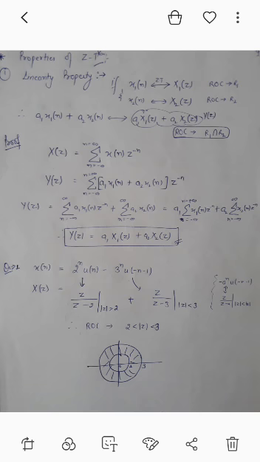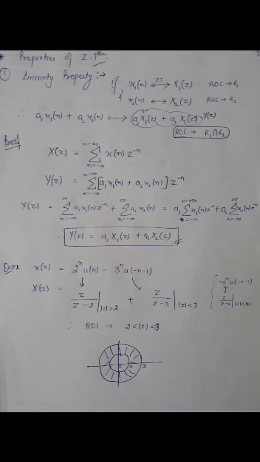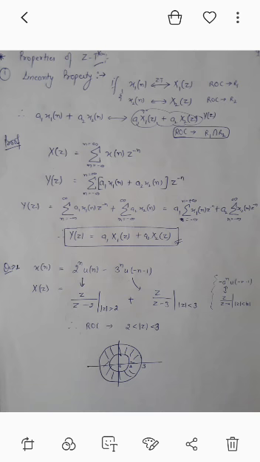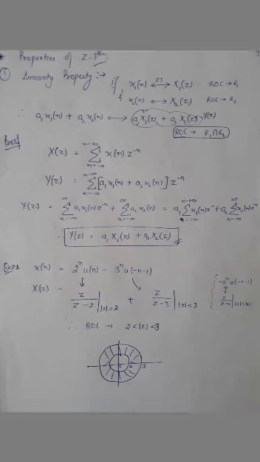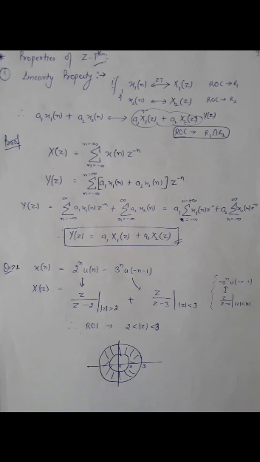Now the important term is the ROC. The first part says the ROC is mod of z greater than 2, and the second part says mod of z less than 3. So the ROC will be more than 2 and less than 3. In the case of Z transform, the ROC is a circle: the first part says the ROC is outside the circle of radius 2, and the second part says inside the circle of radius 3. So the ROC will be the common part in between 2 and 3.